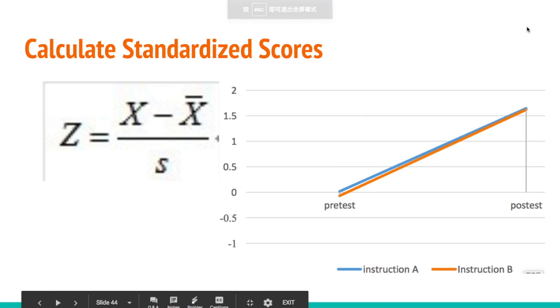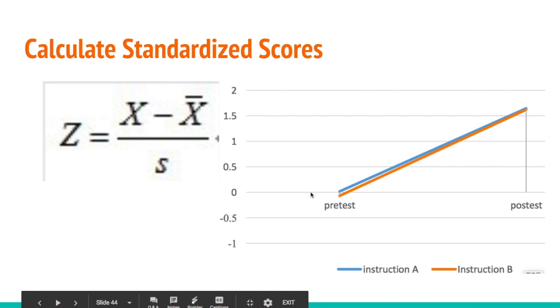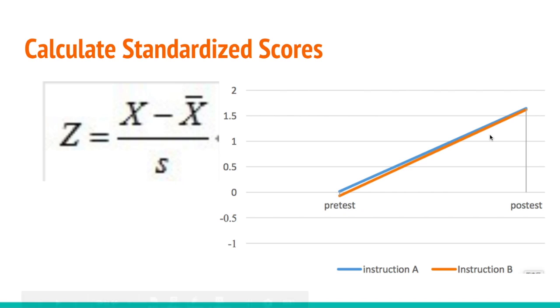It seems we cannot directly compare scores from different assessments with different difficulty. So we standardized our scores by this formula, and we can then compare the standardized scores from different assessments. And we get this diagram. This is the line of instruction A and this is the line of instruction B. They are quite similar. From this diagram, we can conclude, first, both instructions improve the students' performance a lot. So they both worked. And second, there seems to be no difference between the versions of instruction. We cannot say instruction A is better than B or B is better than A.